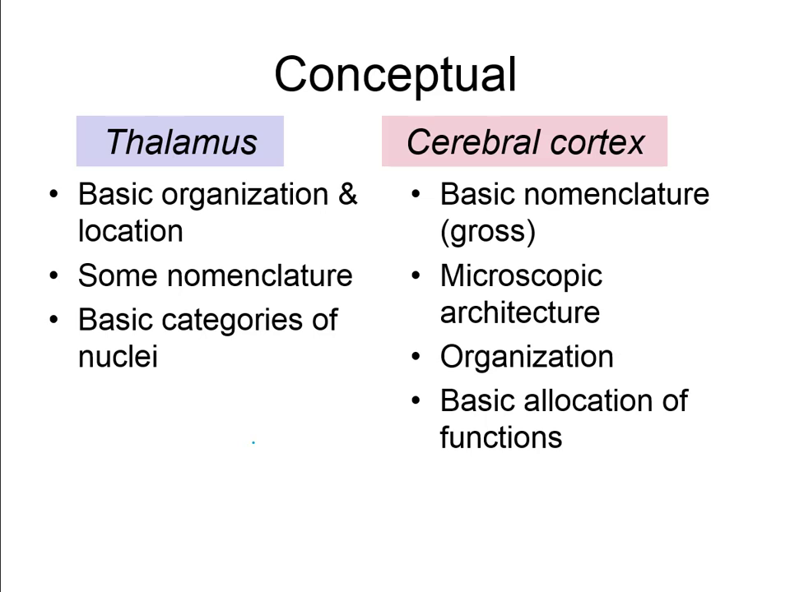So what I'd like to do is go through some basic gross nomenclature, and we'll do the cortex first, talk a little bit in cortex about how microscopic architecture varies, think about what that means for organization, and do the very beginning basis of allocating anatomic function to structures. We'll then come back and do a similar thing for the thalamus. The gross is much harder, unfortunately.